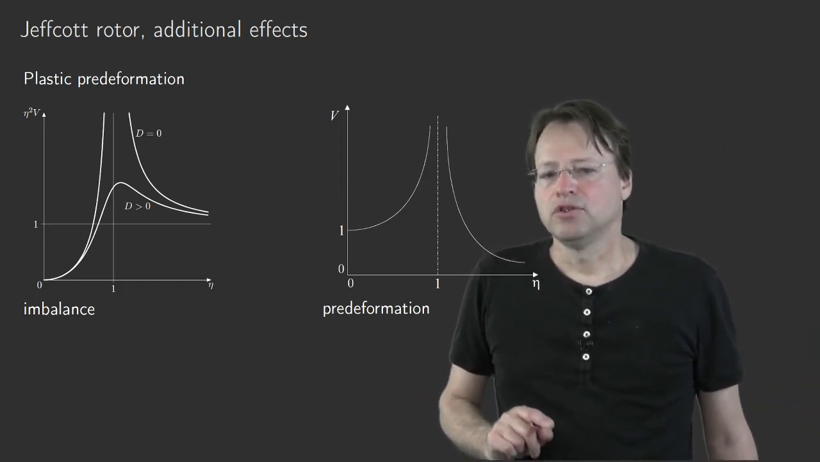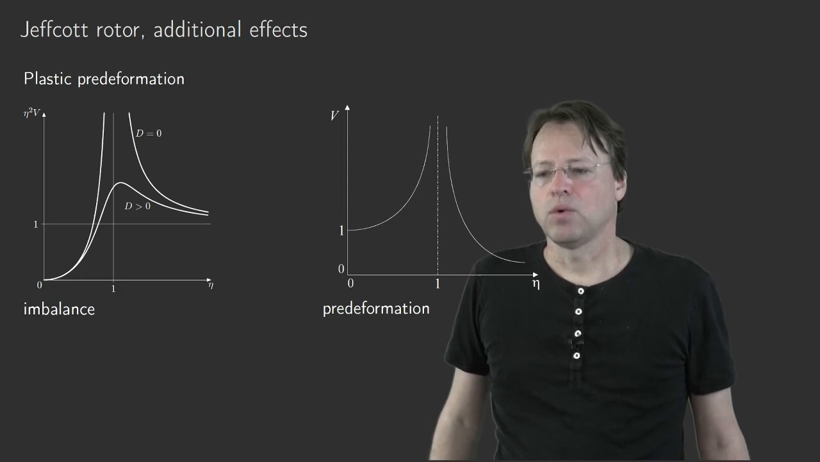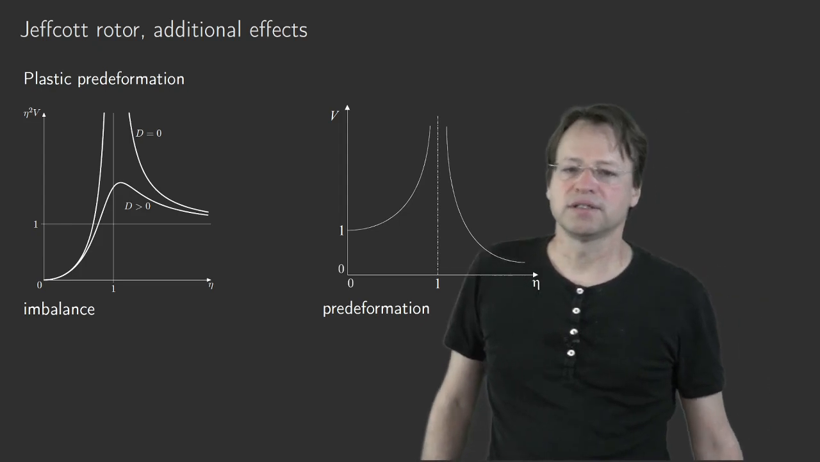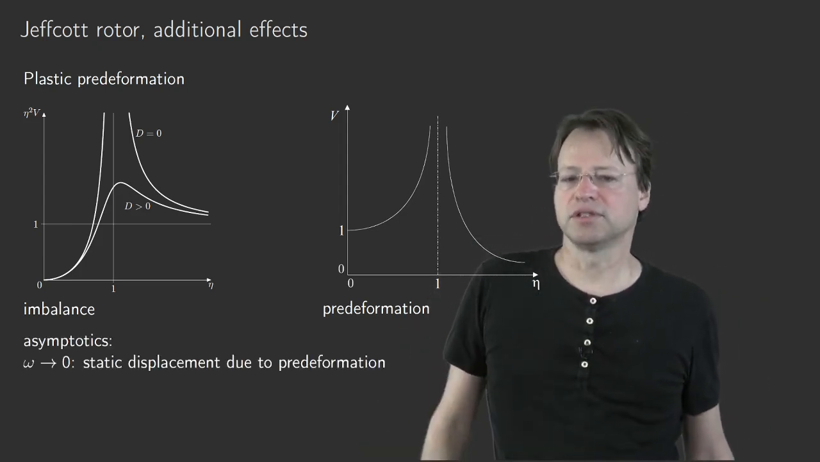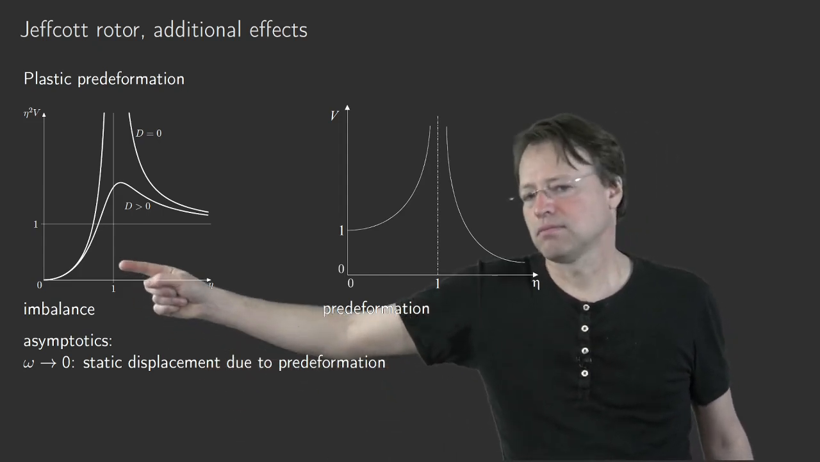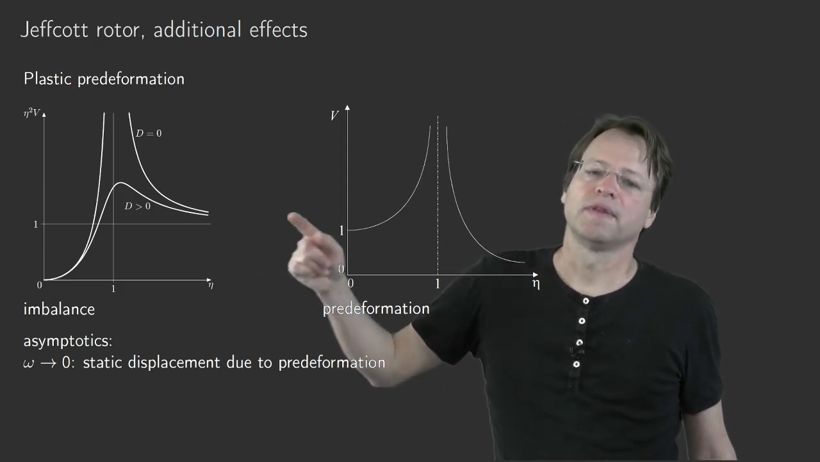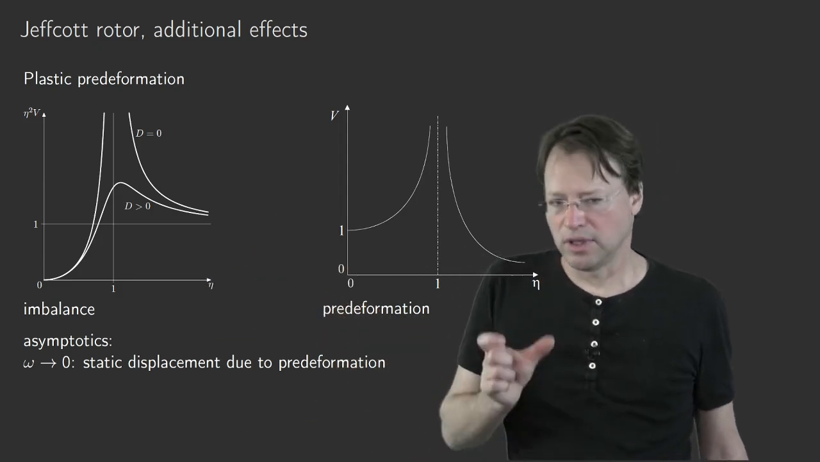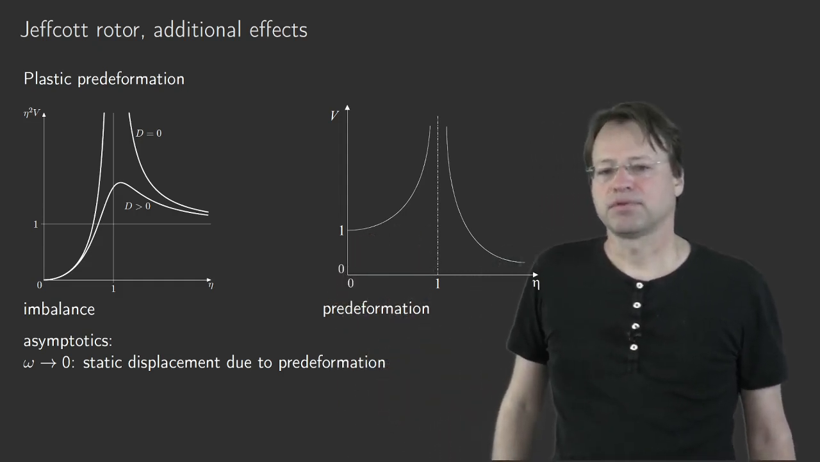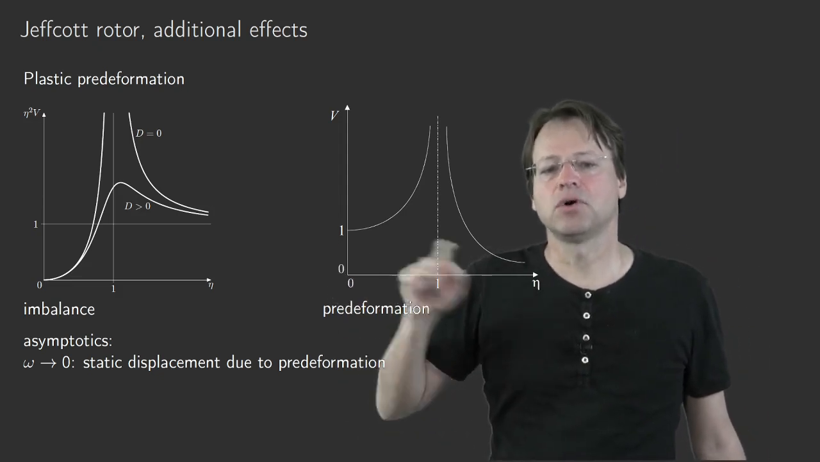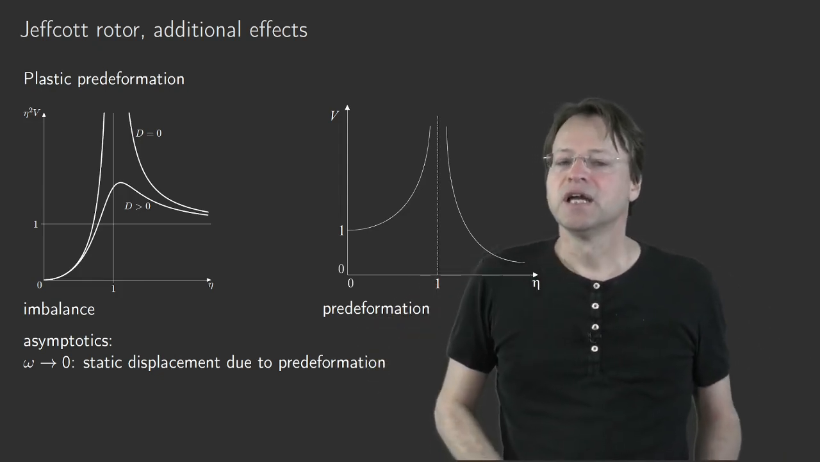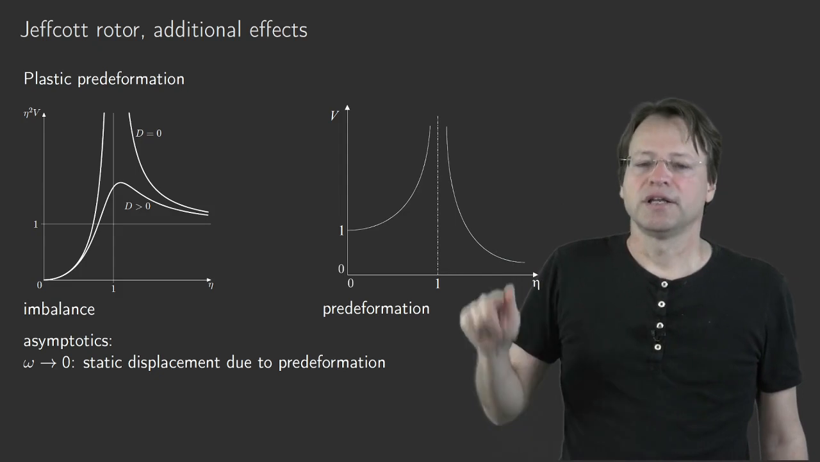So if now you add up the two cases, what you will see is the following for the asymptotics. If omega is 0 or tends to 0, so the rotational speed is very low, then for the imbalance there's no displacement. From the pre-deformation, so the additional effect we considered here, you already have your E naught here, your initial displacement, because you start in the pre-deformed state, because you start at W0 and not at 0.